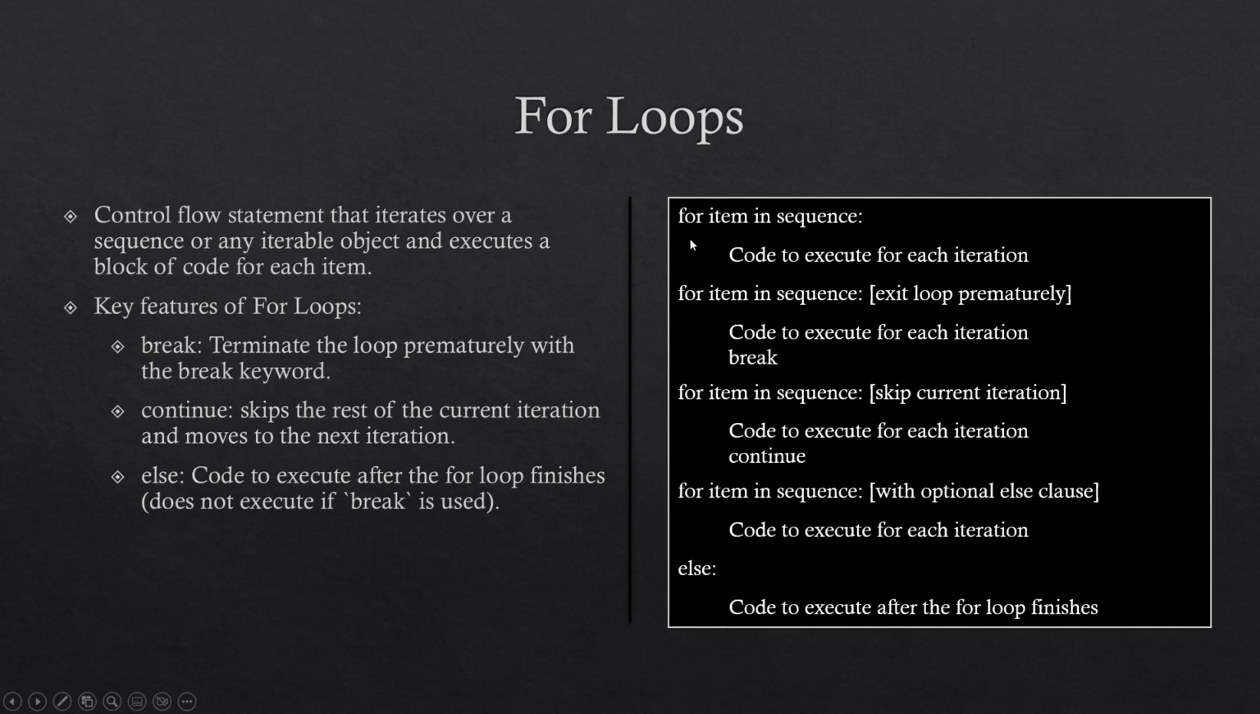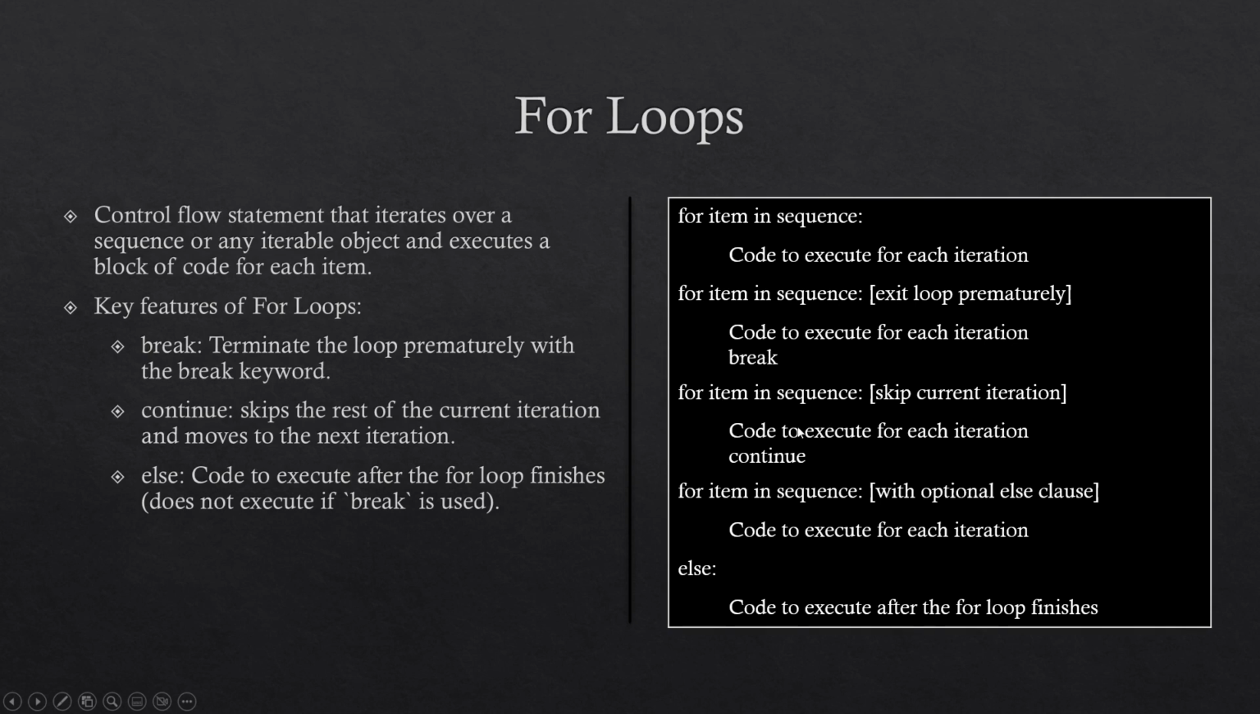Over here on the right, we have some syntax examples. You'll see that it is for item in sequence, and the sequence could be an iterable object as well. And then indented underneath that, we have code to execute for each iteration. Then we have for item in sequence with the code to execute for each iteration and a break keyword if we want it to break out early.